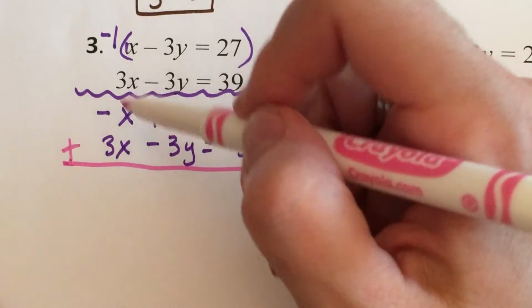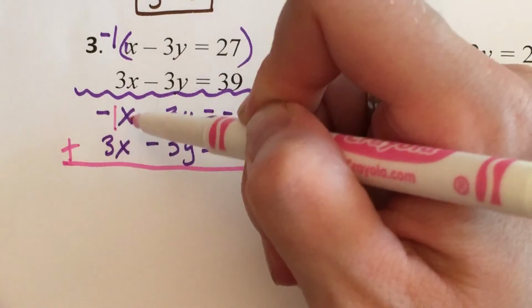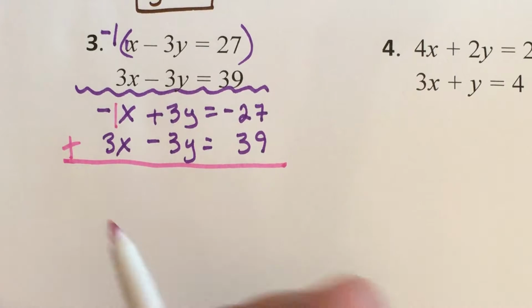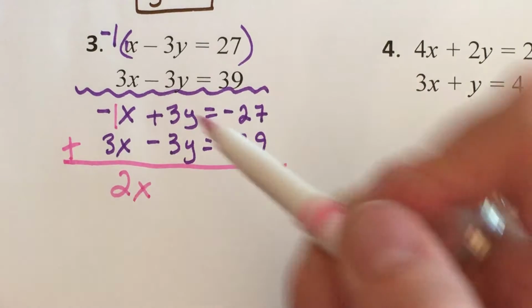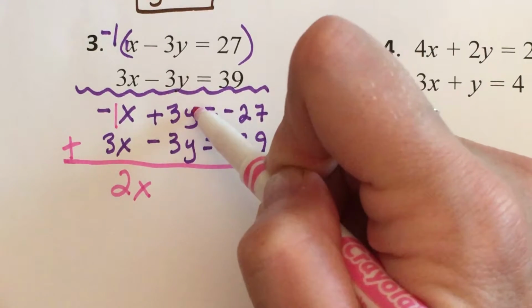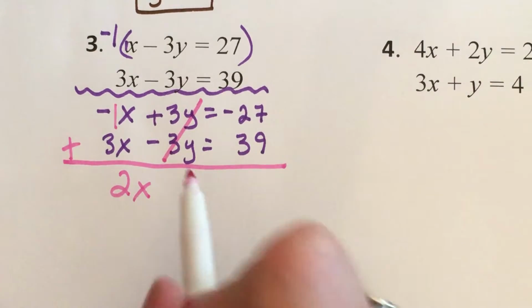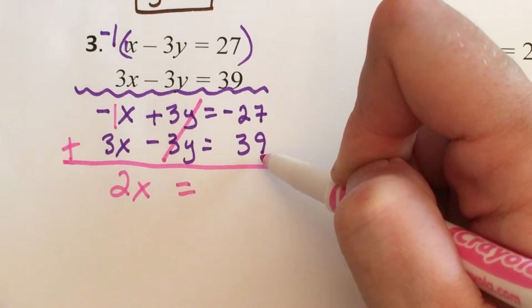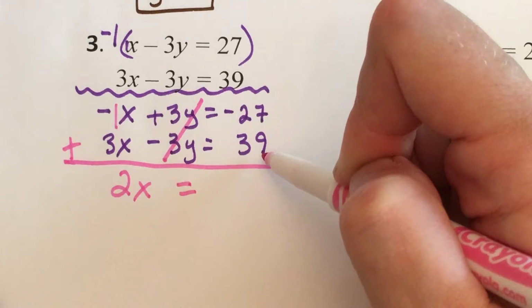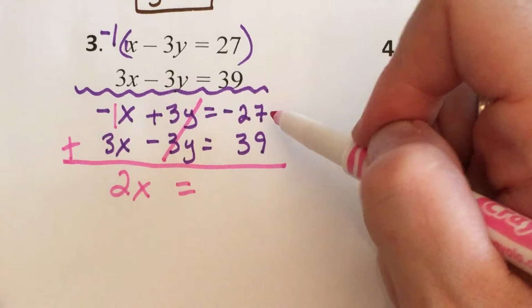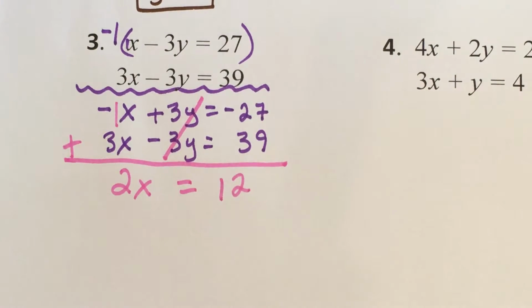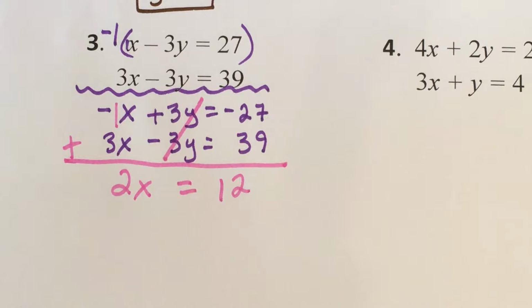Let's add straight down. Negative 1x plus 3x's. What's negative 1 plus 3? 2x's. 3 minus 3, the y's cancel. Equals, hey, what's negative 27 plus 39? What's 39 minus 27? It's 12. And if you need to, go use your calculator. Don't get stuck on that. You can fix that. Let's go solve for x.